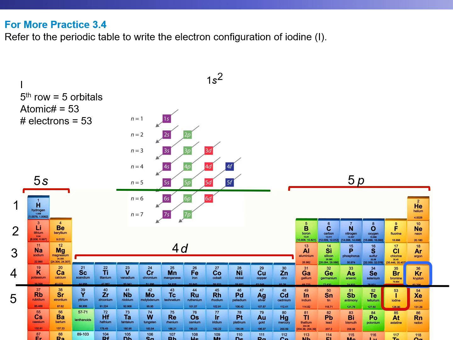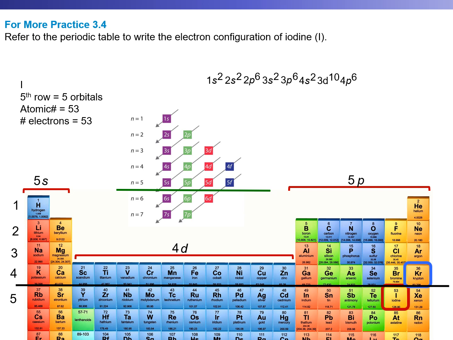So we're going to start with 1s2 and 2s2 and 2p6 and 3s2 and 3p6. Now we know at this point we're not going to go to 3d, but we're going to go to 4s2. And then we're going to come back to 3d, and that's going to be 10. And then we're going to fill in 4p6, and that takes us to krypton.